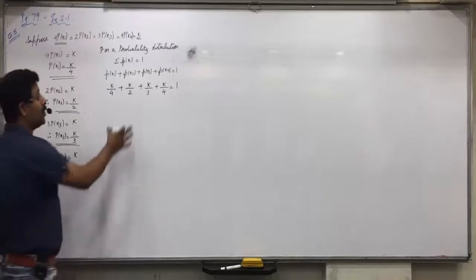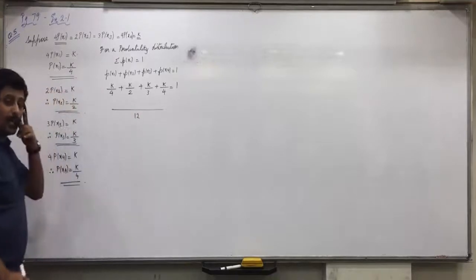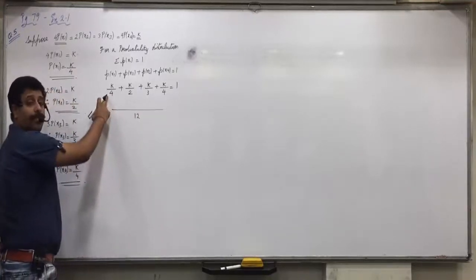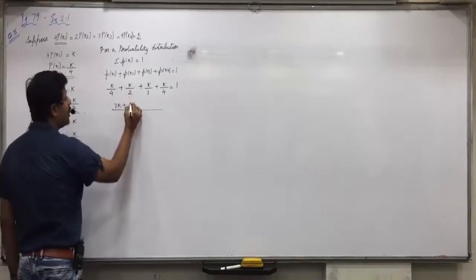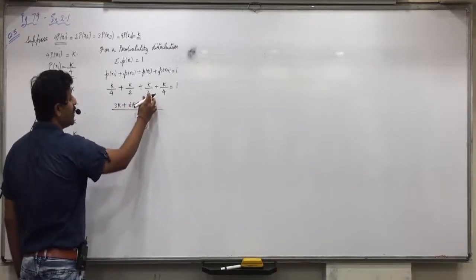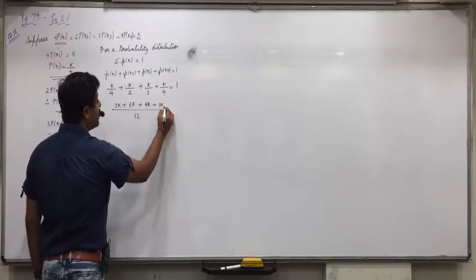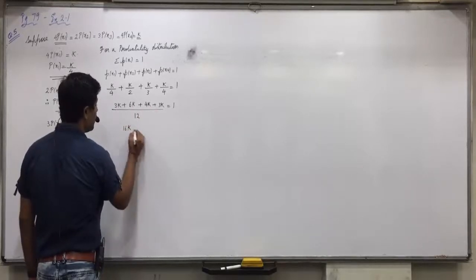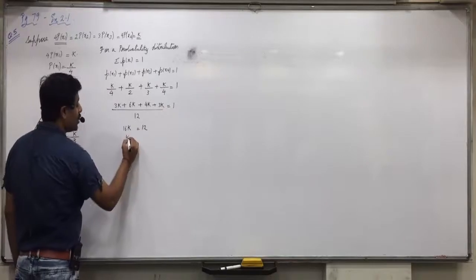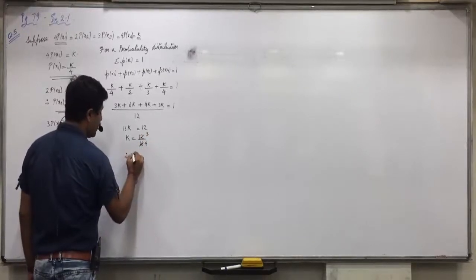Now LCM will be 4 into 3, 12. 2 and 4 are already common in 4. 12 divided by 4, 3 into k, 3k. 12 divided by 2, 6 into k, 6k. 12 divided by 3, 4 into k, 4k. And 12 divided by 4, 3 into k, 3k. 3 plus 6, 9 plus 4, 13 plus 3, 16k. And 12 into 1, 12. So k will be 12 by 16, which is 3 by 4.